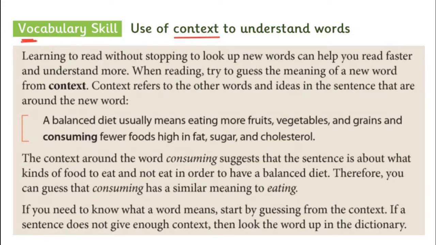We're looking at the vocabulary skill, and this vocabulary skill is about using context to understand words. So let's say you're reading a paragraph or reading a story, and while you're reading, in the sentences you're reading, you find many words that you don't understand. This is the first time you've seen the words and you're not sure about the meaning of the words. And this is normal. Even when I read normal books, I come across many words that I don't know the meaning of.